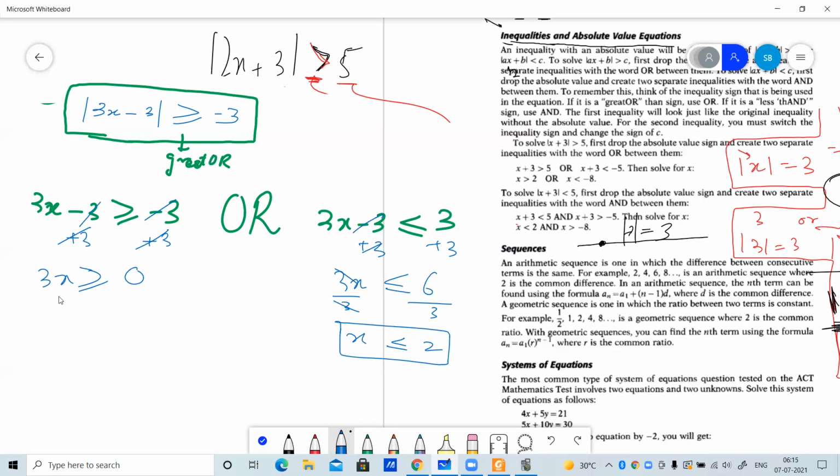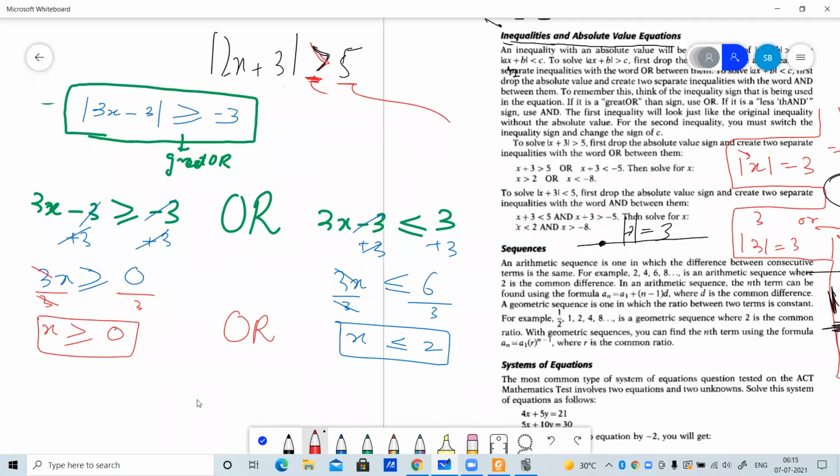What will be the other inequality? 3x is greater than or equal to 0. Can you solve it further? How do you eliminate this 3, which is in multiplication with x? Divide by 3, on the other side as well. That's 0. Correct. So you got the two inequalities: x is greater than or equal to 0 or x is less than or equal to 2.